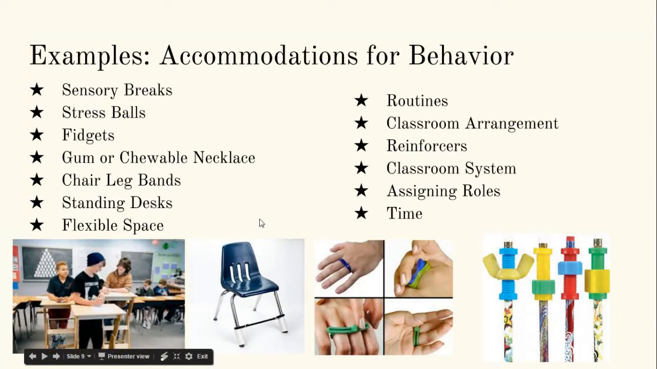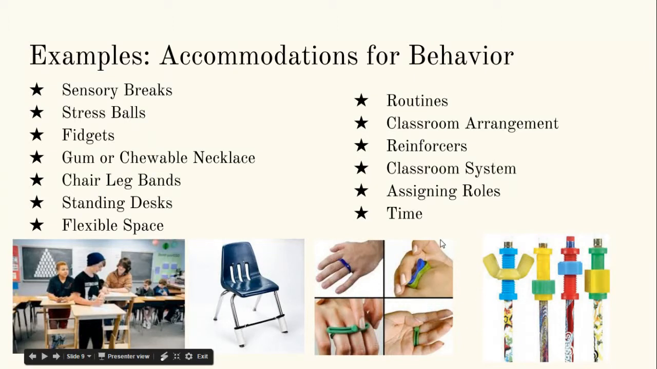Some examples of accommodations for behavior. On the left is really just accommodations for kind of that fidgety behavior, attention behavior that we might see in the classroom. And some of you might have these things in your classroom already, but some sensory breaks for students, stress balls, chair leg bands, which are pictured here, standing desks, which are becoming more popular, and even fidgets. That's down here on the bottom. There's all different types of fidgets. Some are quieter than others, so you might want to keep that in mind when trying a fidget with a student.